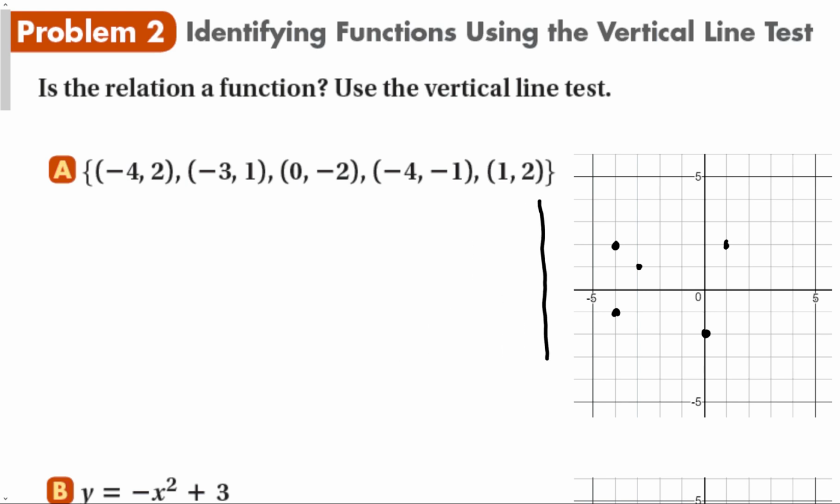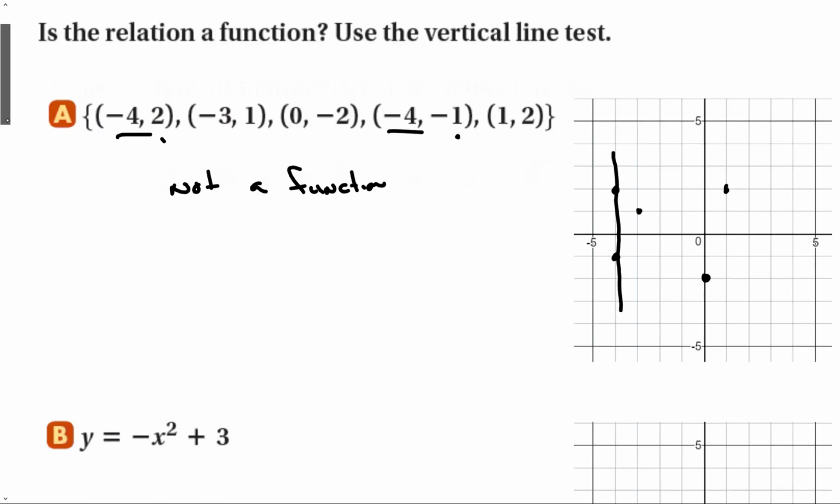Okay, so if I were to take a vertical line straight up and down and move it, I could see that right there, the line hits more than one point. All the others are okay, but right there, the line hits more than one point. So this particular relation does not pass the vertical line test, so it is not a function. And I could have seen that easily by just looking that there are two x values that repeat with different y values.